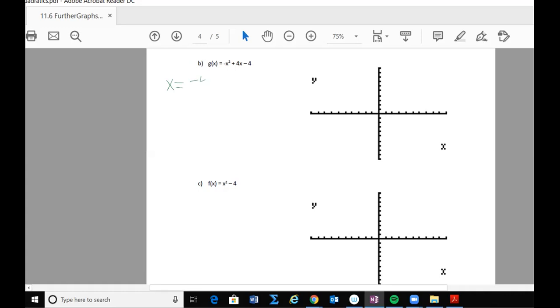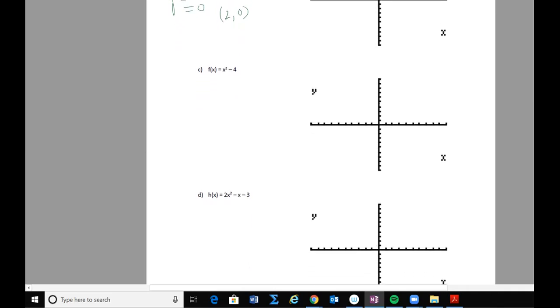Minus b is minus 4, over 2a. That's a negative 1, so that's negative 2. That makes a 2, so the x coordinate is 2, and the y coordinate for that vertex would be negative 4 plus 8 minus 4. That makes a 0. So 2, 0. All right, let's do that next one.